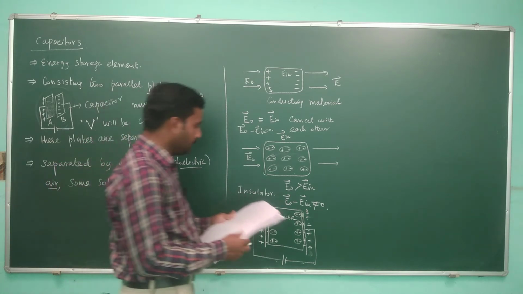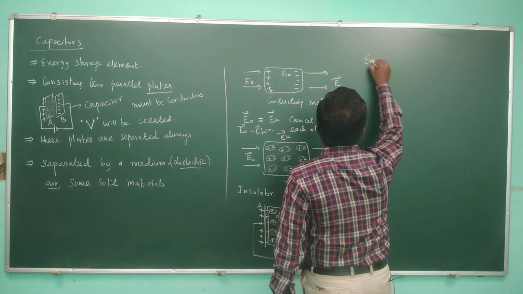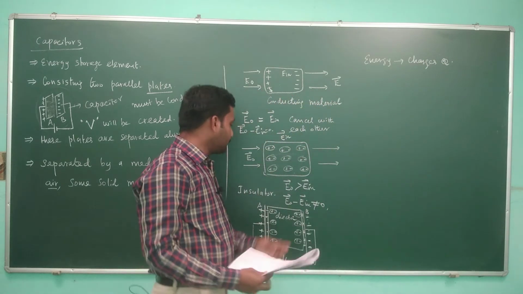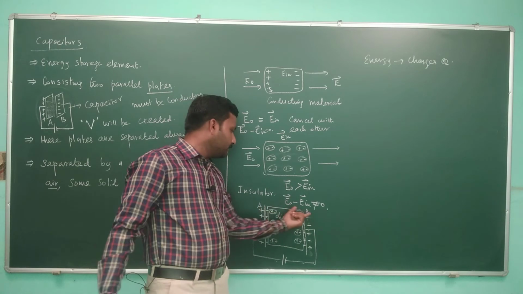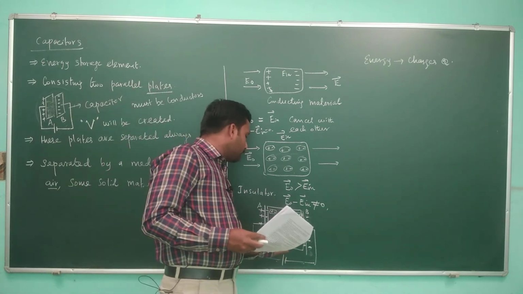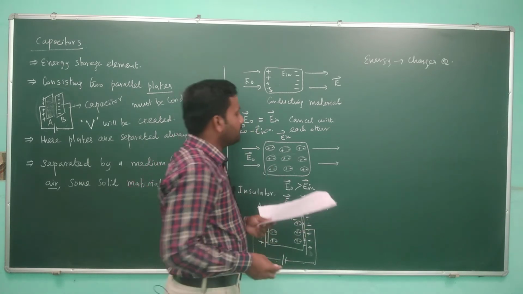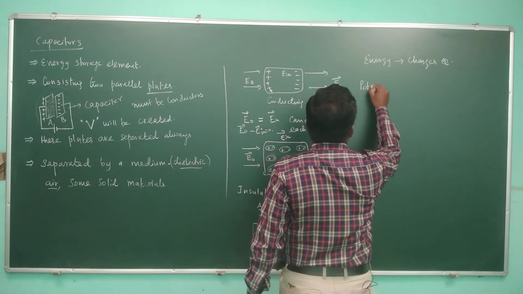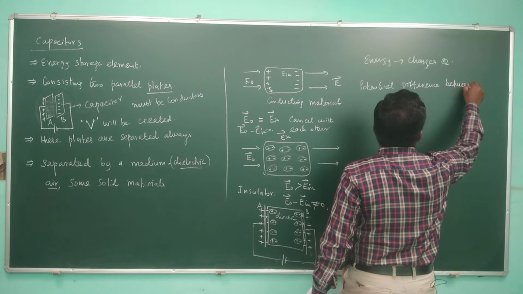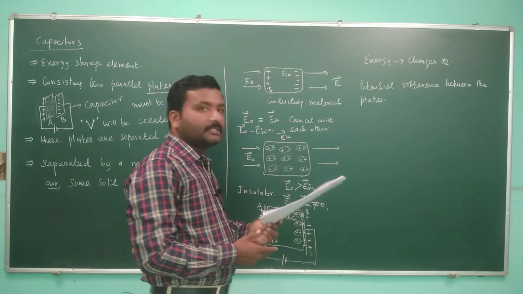So in this way, when it happens, it becomes capable of storing energy. Here energy is nothing but the charges Q, right? If this happens, there is a potential difference created between these two plates. When we apply supply to this capacitor on full charge, there will be a potential difference created between the plates.